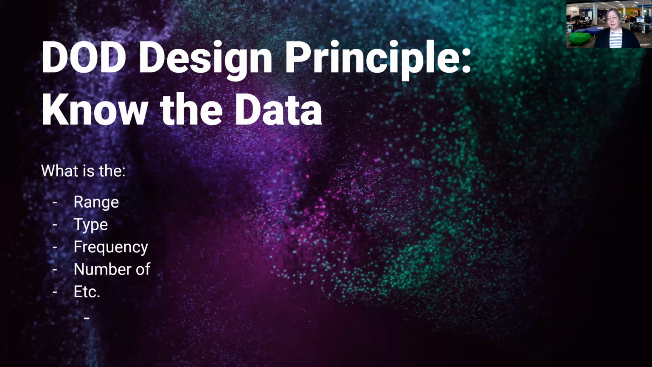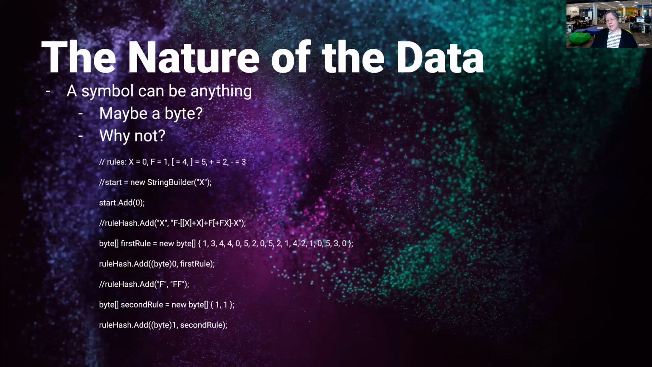And that's that in order to do data-oriented design, you actually have to know about the data. So there's a whole bunch of stuff that you need to know about the data. For instance, because this is such a simple problem, my L system data is actually really, really simple. And I can talk about the range, the type, the frequency, the number of iterations, the number of elements that happen after a certain number of iterations, and so on and so forth.